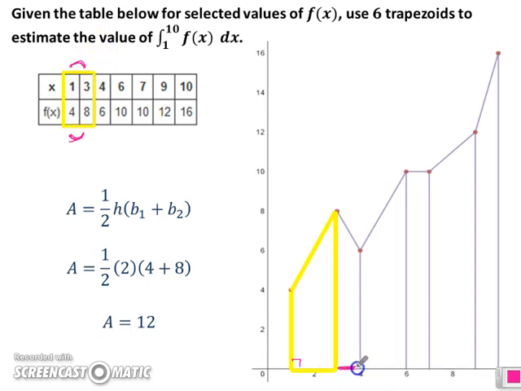The next one is going to be this piece. That's going to be the height. And we're going to end up using this 8 again. So that's going to be our height, and we're going to use 8 and 6. And then the same thing happens again. The next one's going to be a height of 2. The bases are 6 and 10.